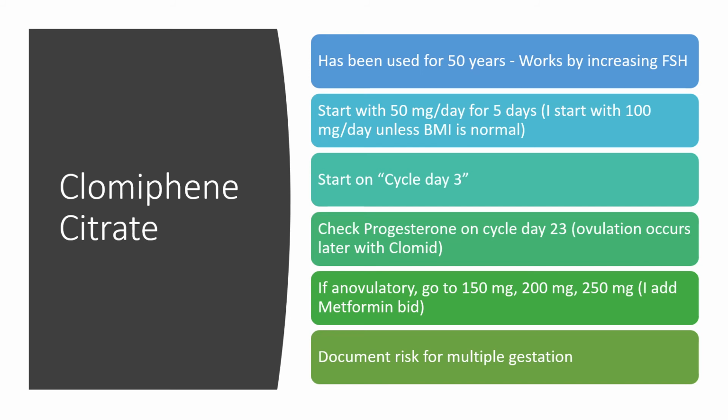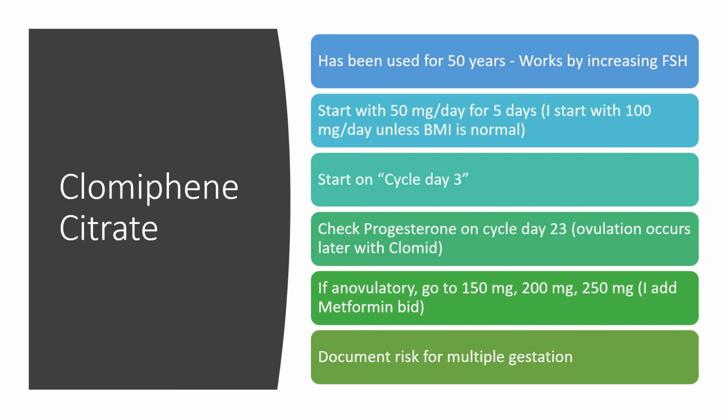So I think this also may be a reason why the papers favor letrozole over Clomid. I think what happens is they start with 2.5 of letrozole and 50 of Clomid, but in reality they are comparing apples and oranges. They should start with 100 of Clomid, but that's my personal idea. So start on cycle day 3, check progesterone on cycle day 23.